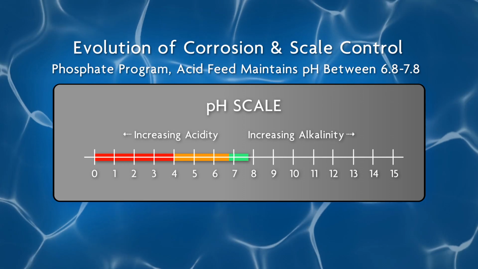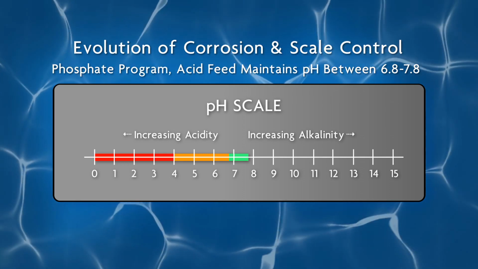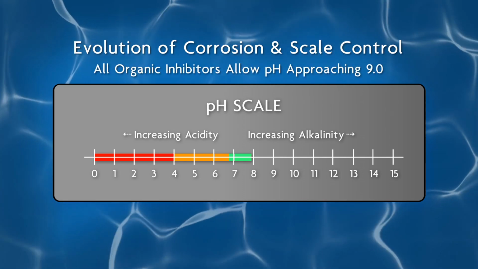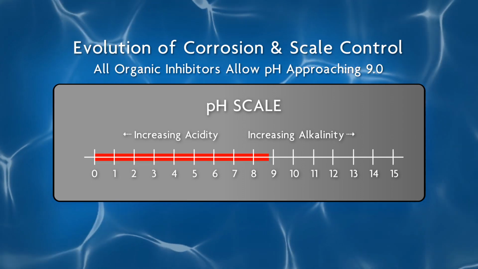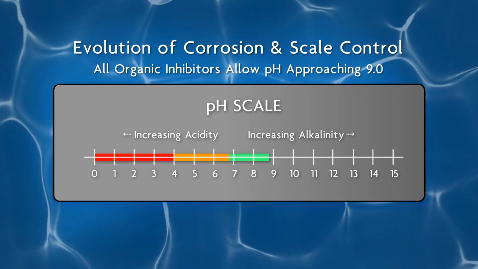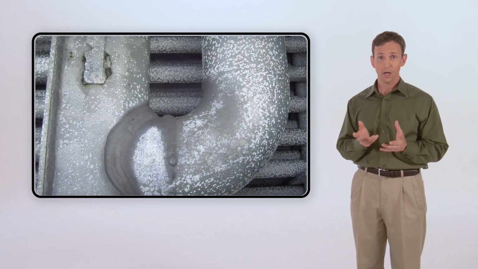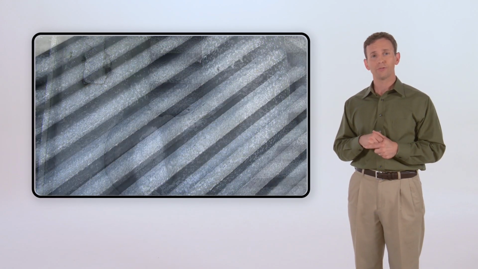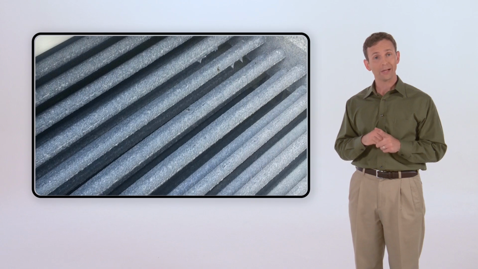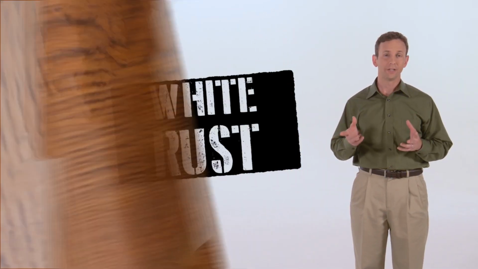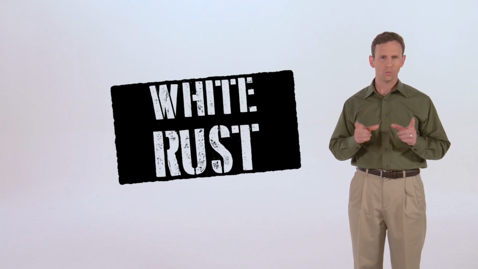This led to further advances in corrosion and scale control, which resulted in all organic inhibitors that could operate with water pHs approaching 9.0. As the organic chemistries capable of operating at higher pH ranges grew in popularity, reports of premature corrosion of the protective zinc layer, known as white rust, became more prevalent. And there we have it, another new term, white rust.